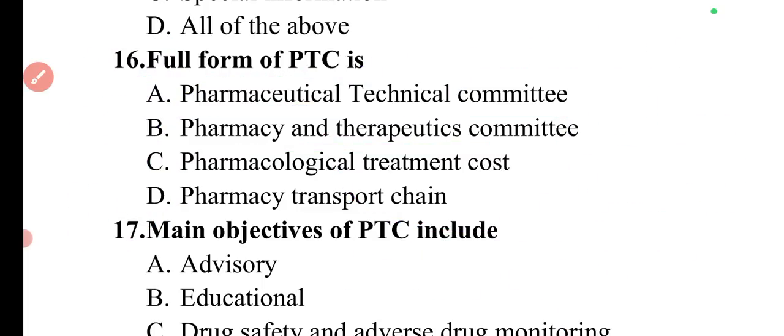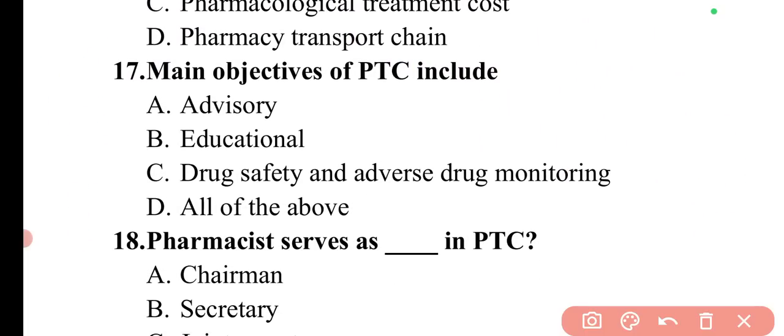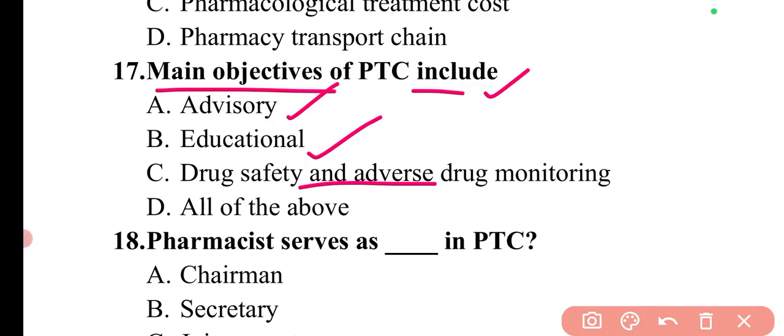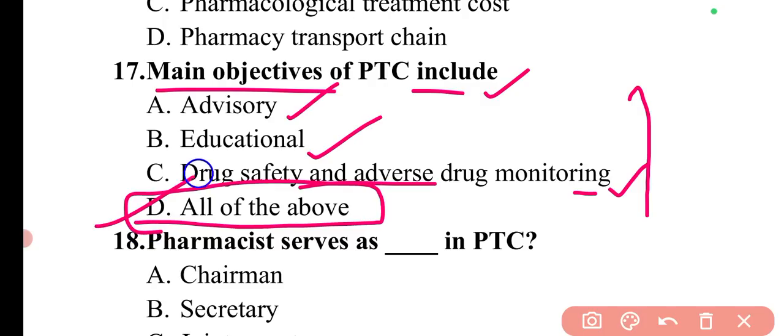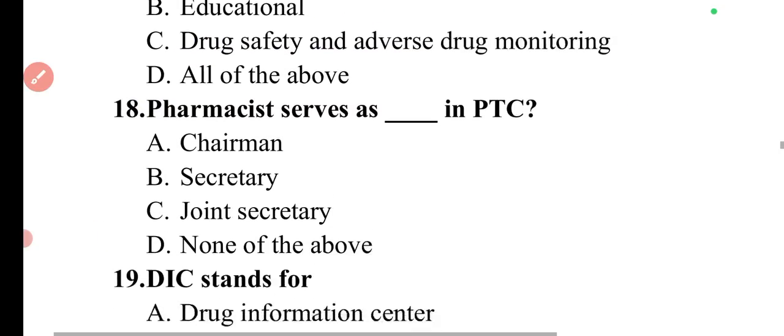Now moving to another question. The question is, main objectives of PTC include. The main objectives of the Pharmacy and Therapeutic Committee include advisory, educational, drug safety, and adverse drug monitoring. These are the main objectives of PTC. So here option D, all of the above, is the correct answer.